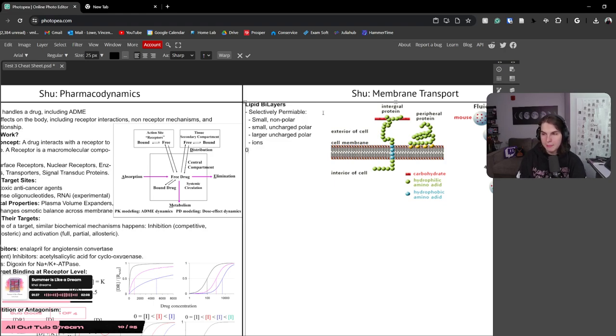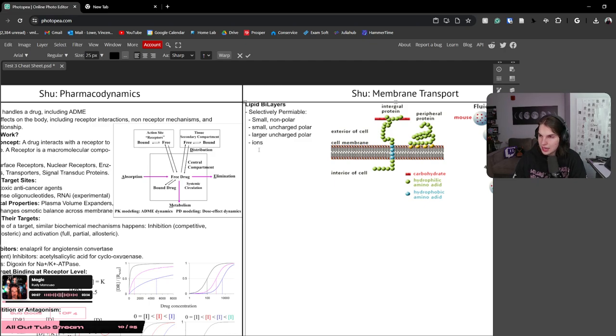So lipid bilayers are selectively permeable to charge, size, and polarity. Those are the main things. For a molecule to be more likely to get transferred into a system, it's going to be uncharged. Actually, I don't want to say that because it depends. Most of the time, smaller nonpolar molecules are more likely to get transferred into a system. However, it depends on the lipid bilayer, on the membrane, essentially. So these are good factors.